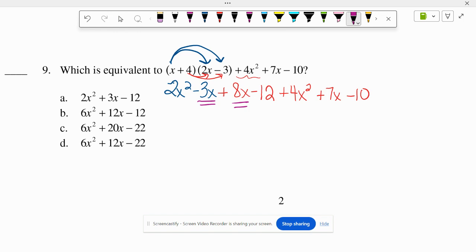Okay, are there any more just x's all by themselves? Okay, so what's negative 3 plus 8x plus 7x? 8 minus 3 is 5, plus 7 is? So 12x. What else do you see that can be grouped together? Negative 12 and negative 10 give me what? 22. Okay. What else do you see that can be grouped together?